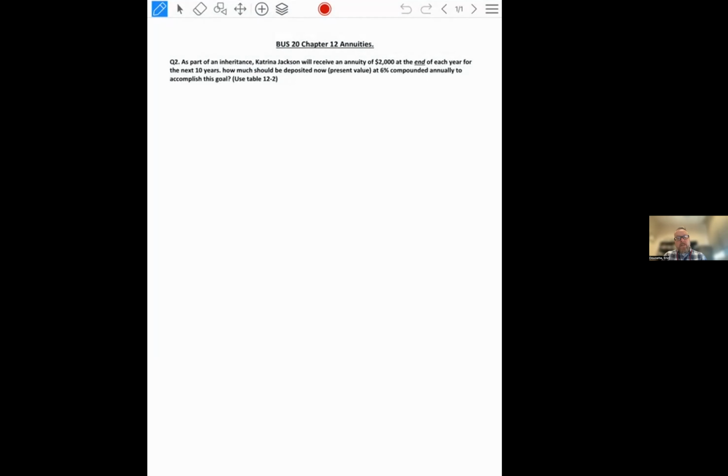As part of an inheritance, Katrina Jackson will receive an annuity of $2,000 at the end. So what does that mean if it's at the end? It's an ordinary annuity. That makes it easy. The end of each year, so it's going to be 1 year, compounded yearly for 10 years. So that's going to mean it's 10 periods, right? If it's every year. And then it's going to be at 6% interest. And since it's 6%, it's going to remain 6%.